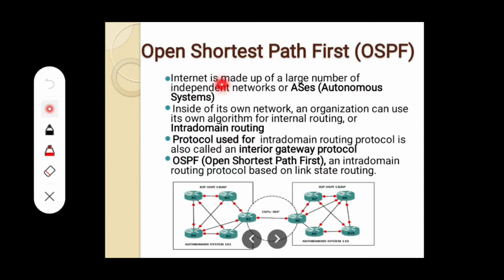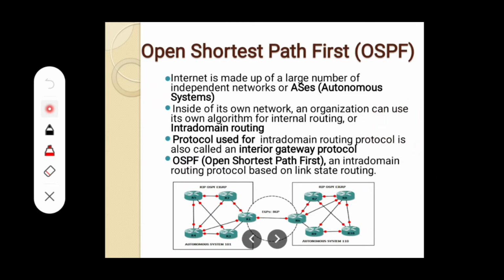So internet is made up of large number of independent networks or autonomous systems. Okay, so look at this. This is an example for an internet. Okay, so it consists of a large number of different autonomous systems. So this is an autonomous system. This is another autonomous system, and there will be many autonomous systems. So all these autonomous systems are connected, and they form the internet.